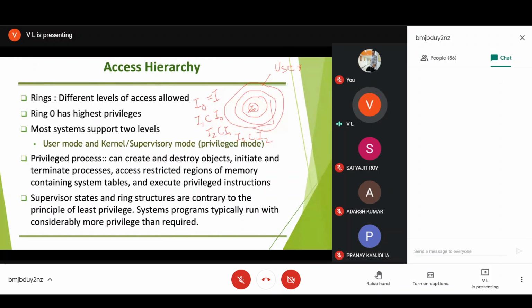Generally, most of the operating systems are built using ring 0 and ring 3. So ring 0 is generally used for kernel mode, and ring 3 is used for user mode.